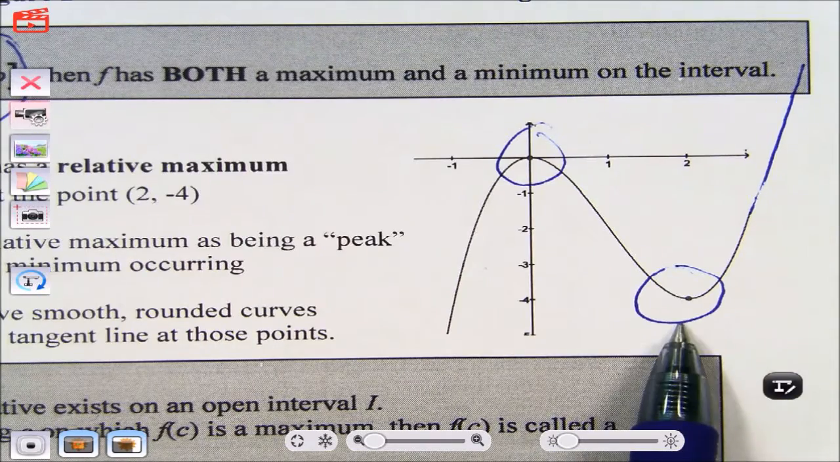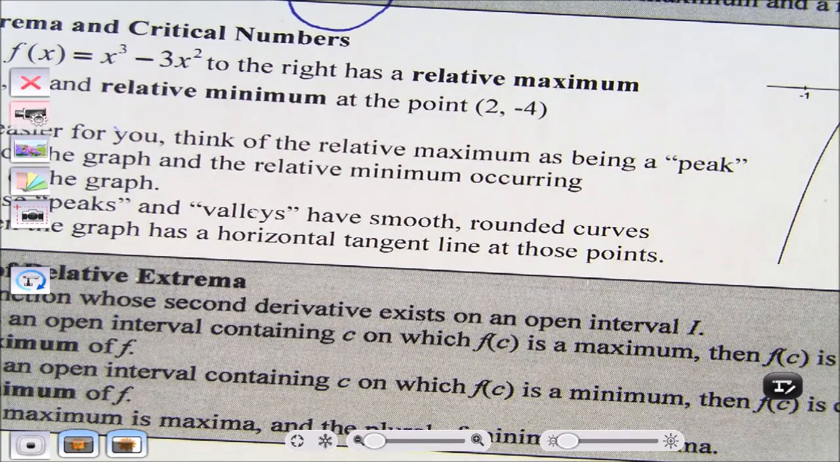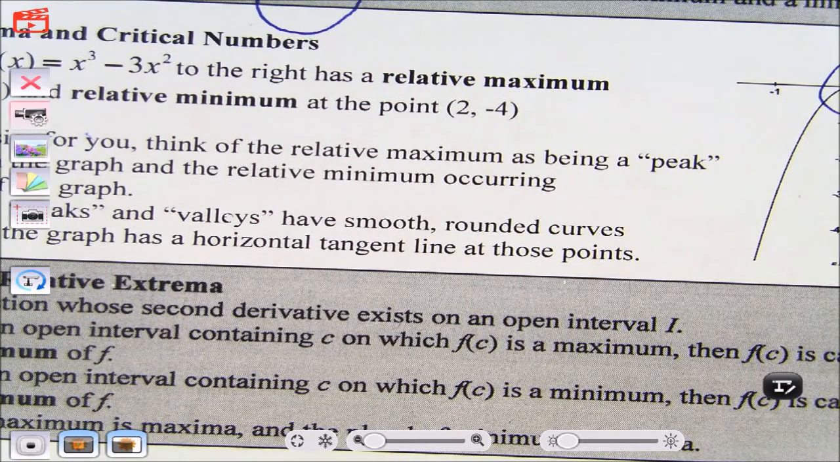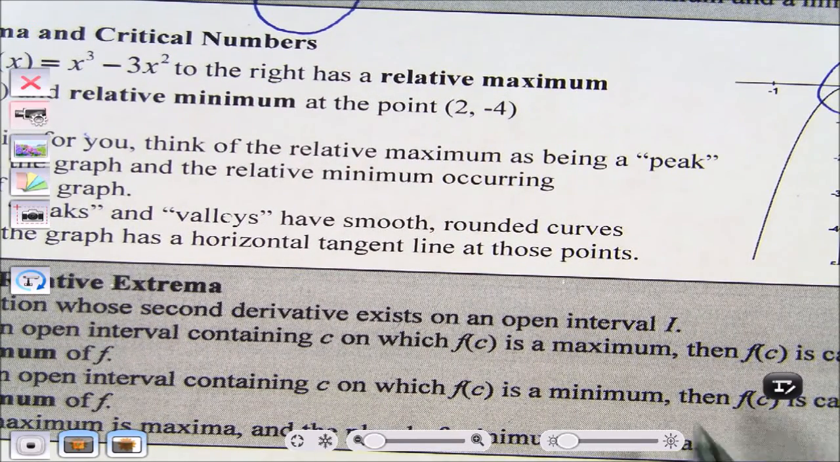That's a relative min. Okay, so there are some definitions in math where it helps you understand the thing, but sometimes the definitions don't really help you at all. Sometimes it's just confusing. I think this is one of those that's confusing. Unless you're Victoria, then you get it anyway.